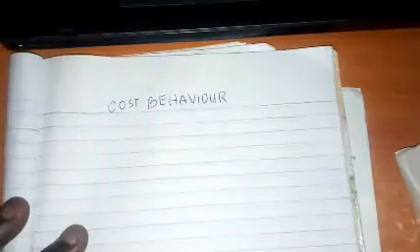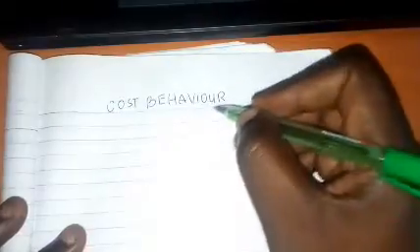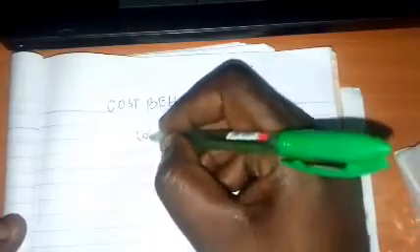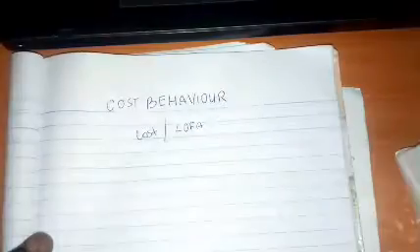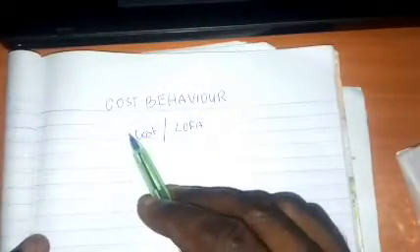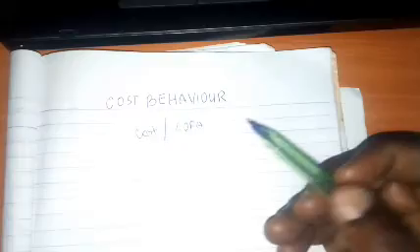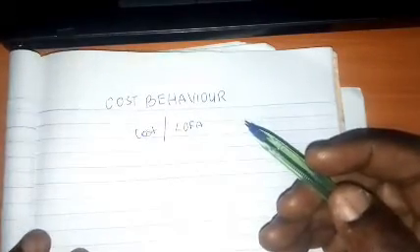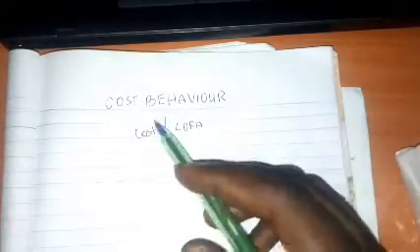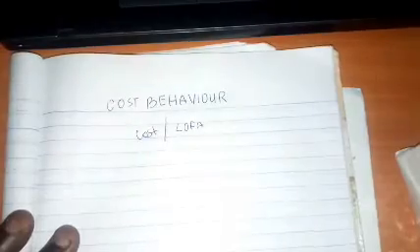Cost behavior. What is cost behavior? It's nothing but a concept that shows the relationship between costs and level of activity. Okay, it shows the relationship between costs and level of activity.